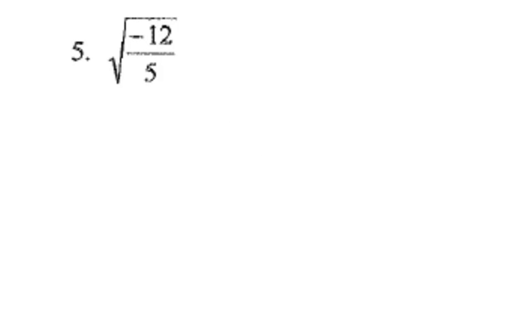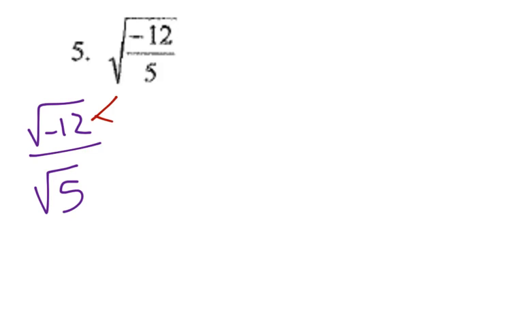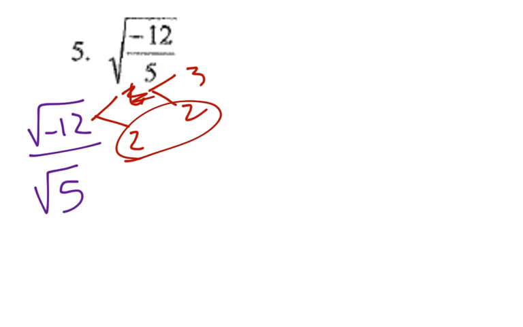Going to break this one down. It becomes the square root of negative 12 over the square root of 5. You want to factor tree that 12. So we have 2 and 6, 2 and 3. So your 2's pair up. So this becomes 2i, because of that negative, square root of 3, over square root of 5.